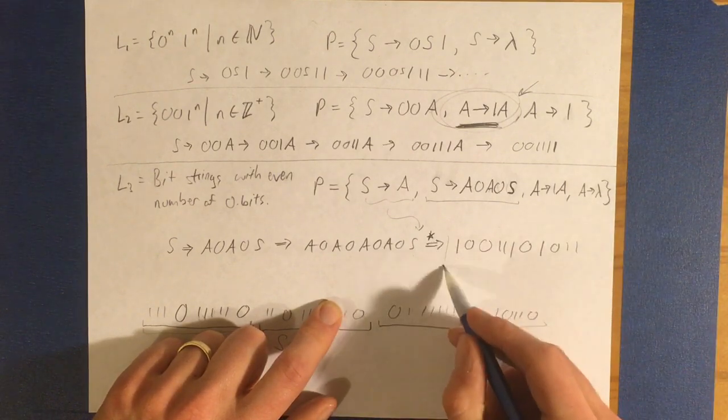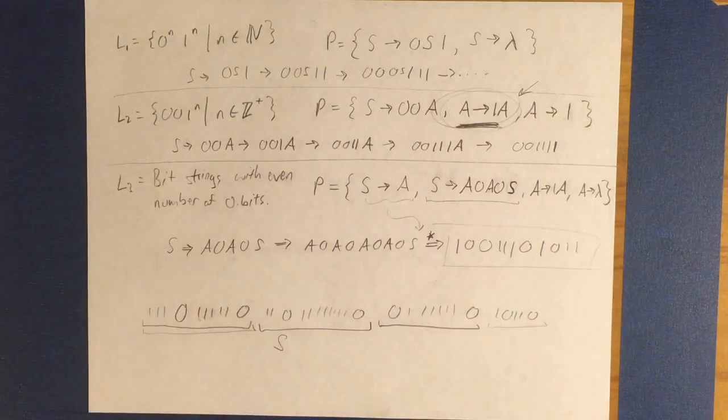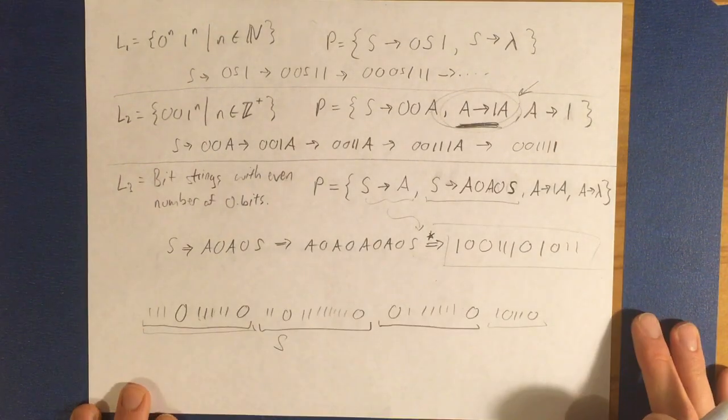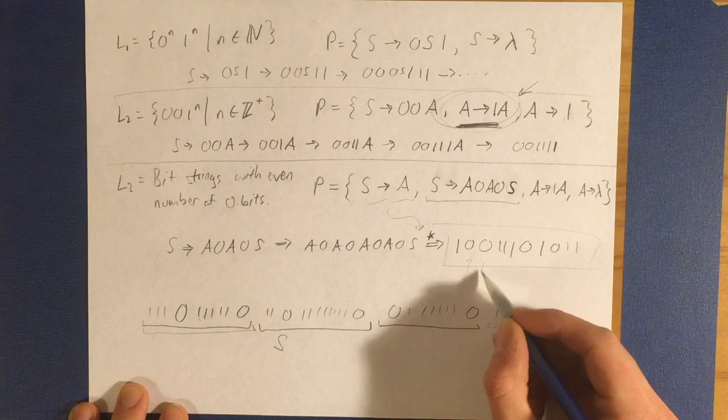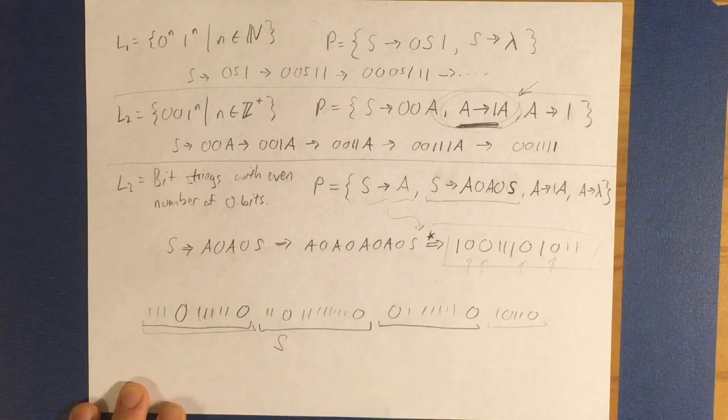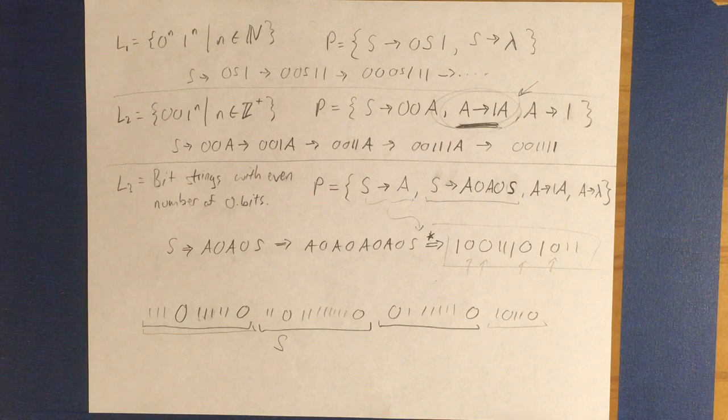So this is an example of one particular string you could get from this, and you'll notice it has 1, 2, 3, 4 zeros. And it'll always be an even number.